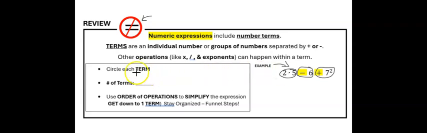Okay, so I circled each term over here following the directions in the box, and there are 3 of them. This is the first term, this is the second term, and this is the third term. Now, just to review again, what did we do with these numeric expressions throughout this year? Well, we did order of operations, so that should sound familiar.